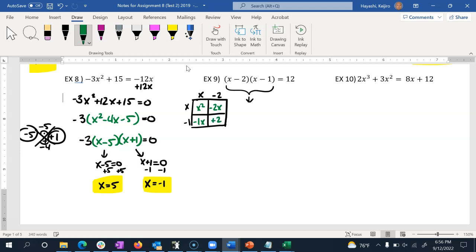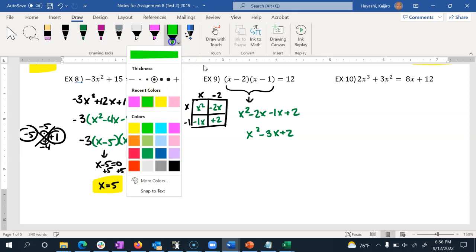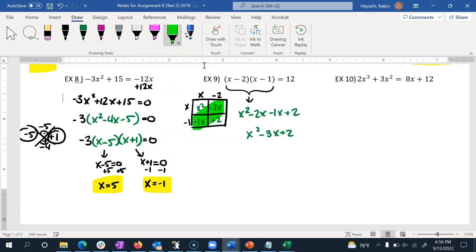Now, you could go ahead and write x squared minus 2x minus x plus 2, and then combine it into x squared minus 3x plus 2. You can also just say, hey, these are like terms, I'm going to combine them right here and put down negative 3x immediately. So you can do that if you're using this box arrangement.